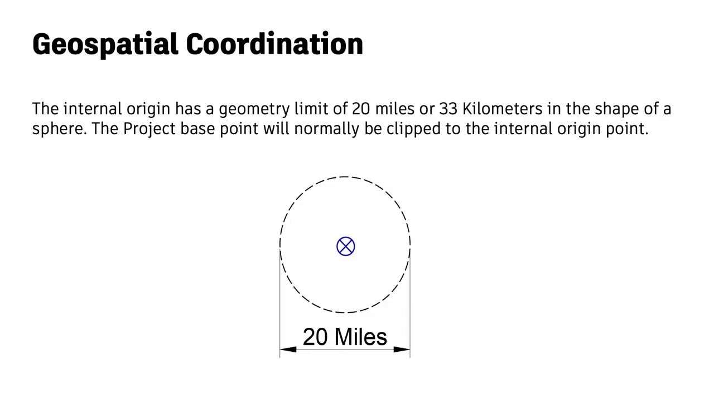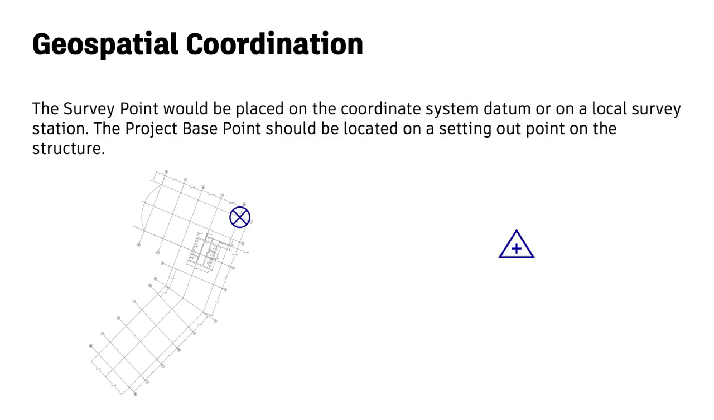The project base point, by default, is positioned on top of the internal point and should remain clipped. There is a geometry limit of 20 miles around the project base point. The survey point should be placed at the origin of the coordinate system and remain at 0, 0, 0, or placed at a local survey station with the associated coordinates.